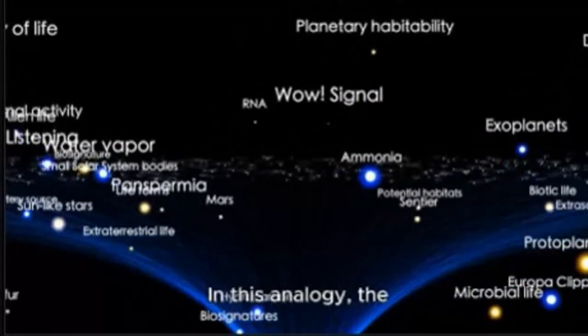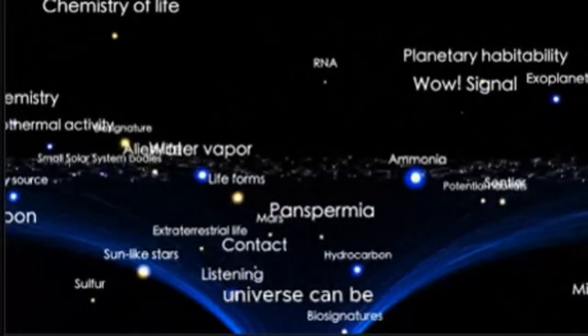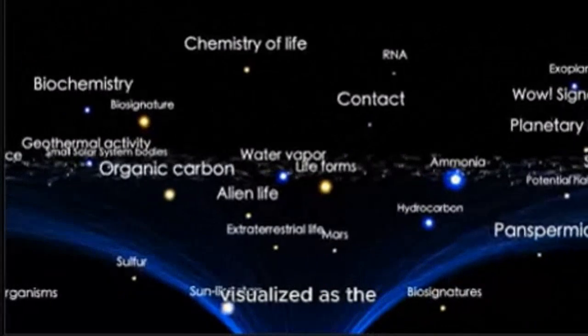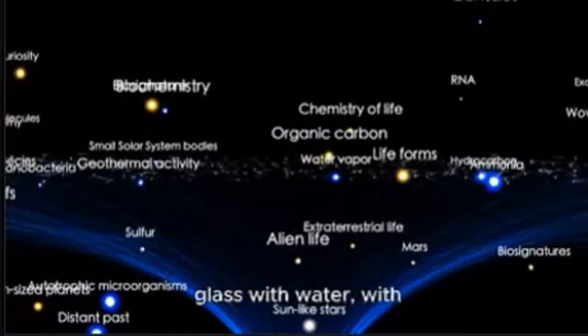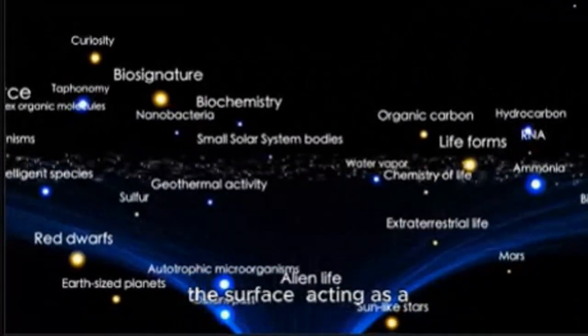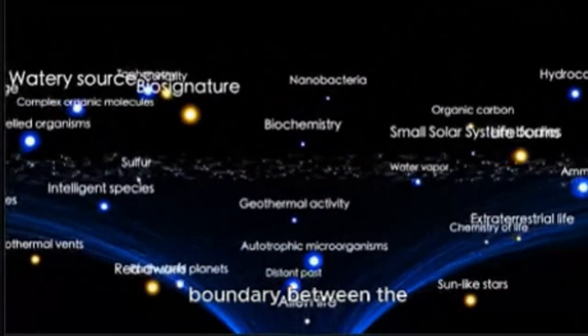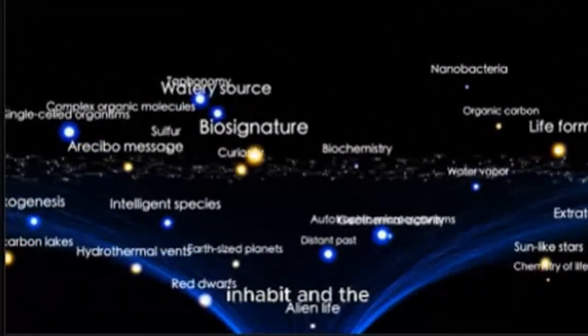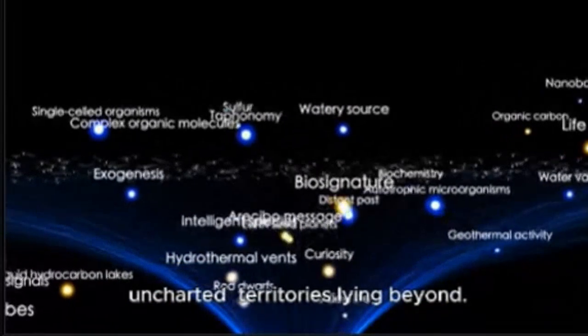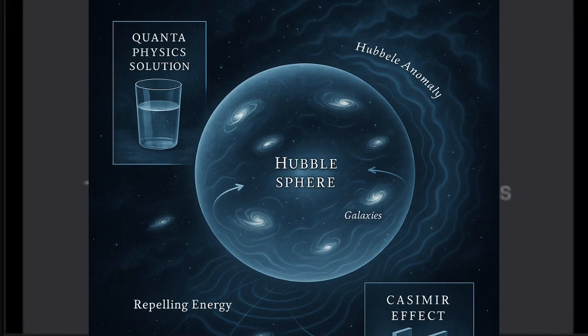In this analogy, the expansion of the universe can be visualized as the process of filling up a glass with water, with the surface acting as a boundary between the familiar space we inhabit and the uncharted territories lying beyond. The vast expanse of space can be likened to a boundless ocean, with us situated at its midway point, surrounded by an endless sea of darkness.